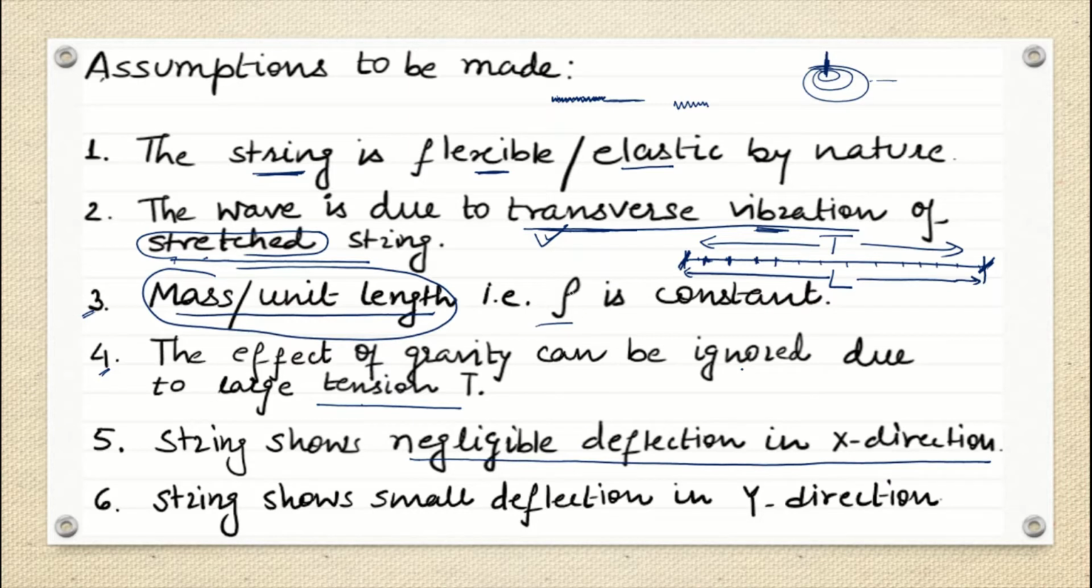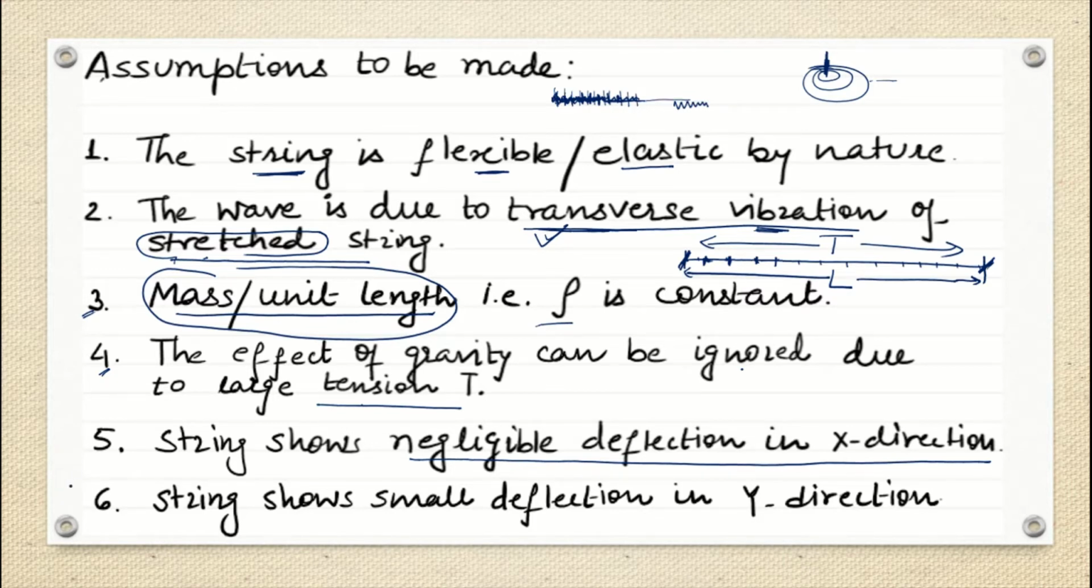So the same thing what we are saying here: if we have plucked the string of a guitar, we can see that a small deflection is present, but the deflection is actually perpendicular to the x-axis. That means the motion is happening to and fro in the perpendicular direction, in the y direction. We are not considering the deflection in the x direction. In the x axis, it will be very negligible.